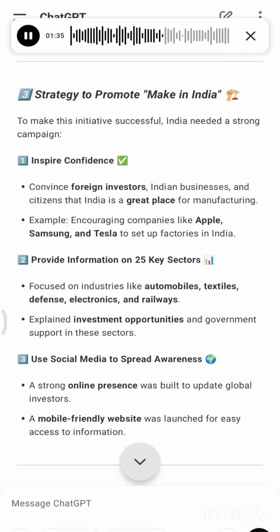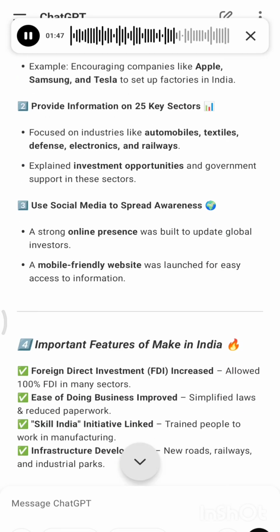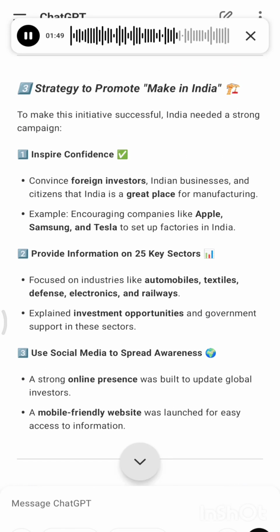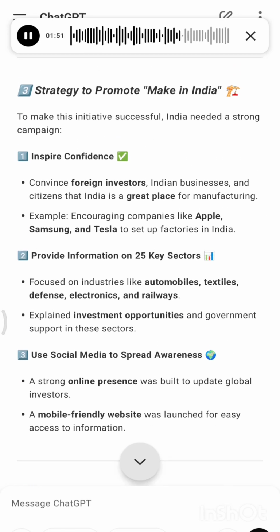Provide information on 25 key sectors. Focused on industries like automobiles, textiles, defense, electronics, and railways. Explained investment opportunities and government support in these sectors. Use social media to spread awareness. A strong online presence was built to update global investors. A mobile-friendly website was launched for easy access to information.